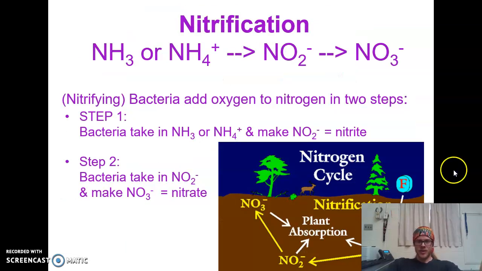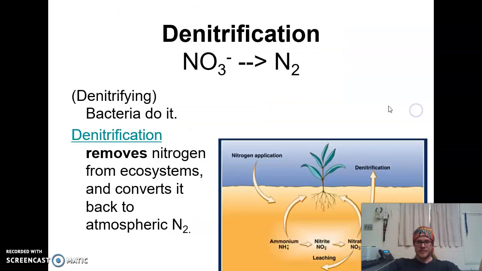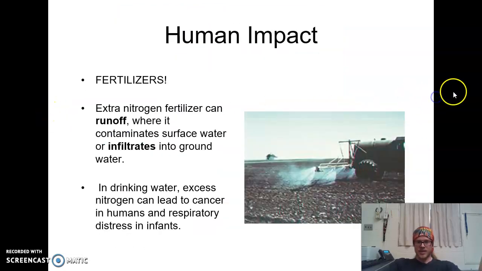Kind of skip through a little bit. This is the main thing that's happening, right? So taking it from this bad form and turning it into a good form, okay? That same kind of picture again. Talking about us taking up nitrogen, eating plants, right? We get a lot of nitrogen from eating plants.